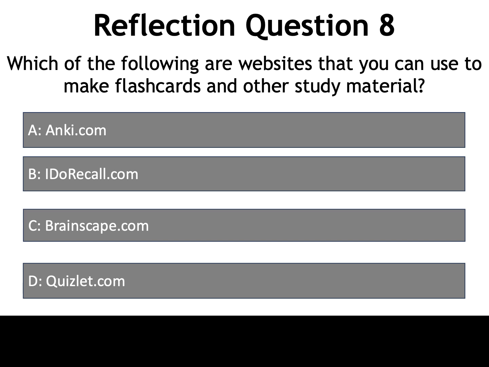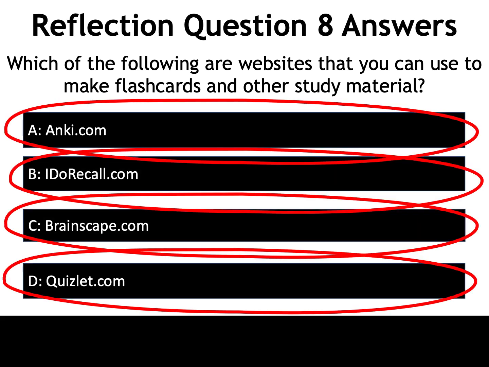Reflection question 8. Which of the following are examples of websites that you can use to make flashcards? A. Anki.com, B. IDoRecall.com, C. Brainscape.com, D. Quizlet.com. Pause the slide to consider your choices. When you have selected your answers, push play. All of the choices are correct.